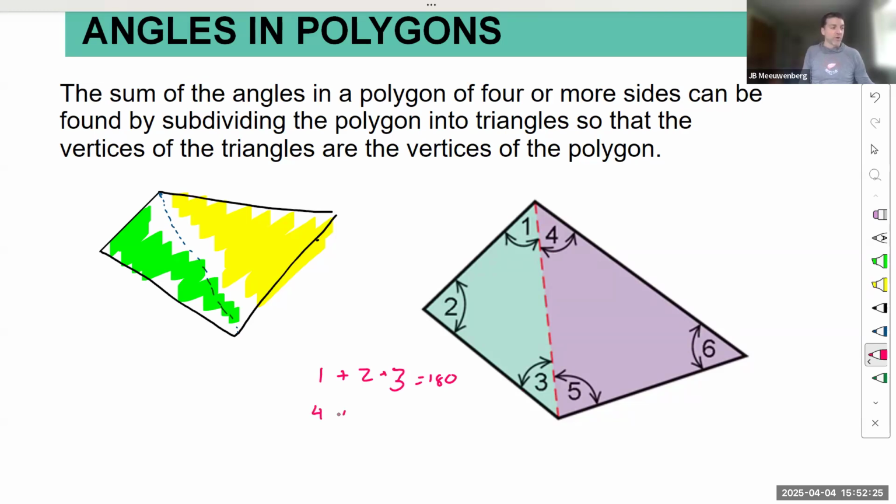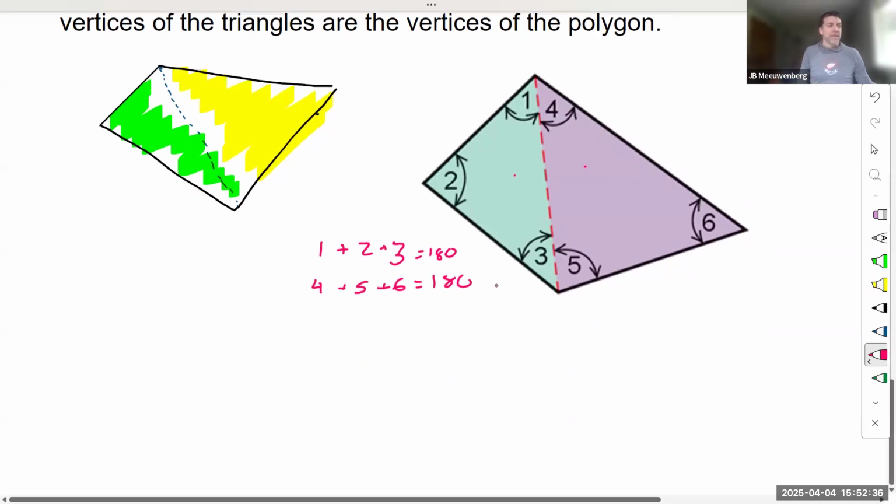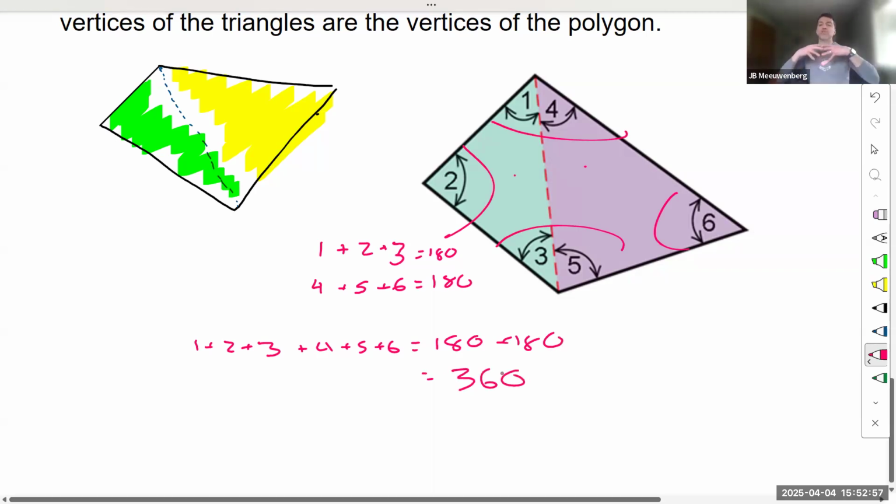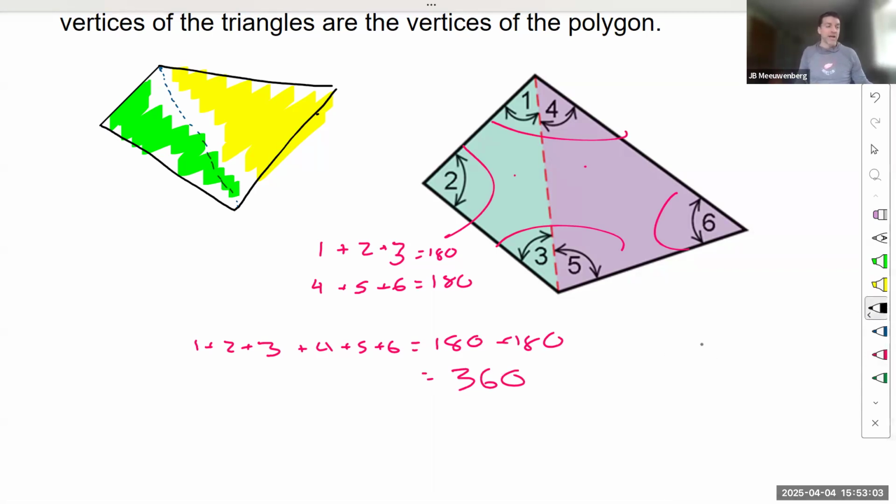And angle 4 plus angle 5 plus angle 6, all those measures also have to be 180 degrees because they both are triangles. Well, if we add 1 plus 2 plus 3 to 4 plus 5 plus 6, that gives us this angle, this angle, this angle, and this angle. It gives all of them. And so that's going to be 180 plus 180, which is equal to 360. And that will be the case no matter what our quadrilateral looks like, if it has four sides.